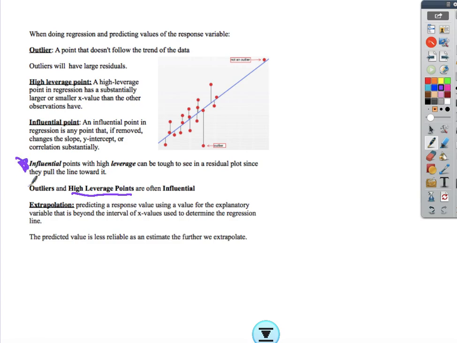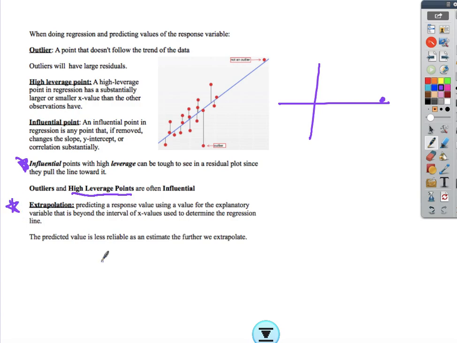Influential points with high leverage can be tough to see in a residual plot since they pull the line toward it. So this point right here in a residual plot would be right there. It doesn't have a large residual. It doesn't look crazy, but it's apart from the crowd in the X direction. And so that would be a high leverage point.